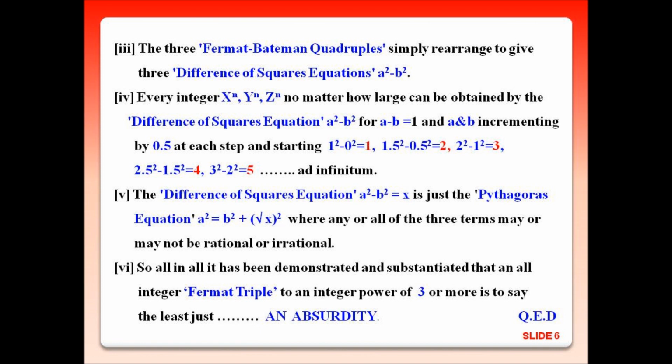6. So all in all, it has been demonstrated and substantiated that an all-integer Fermat triple to an integer power of 3 or more is, to say the least, just an absurdity. QED. That's all, folks.